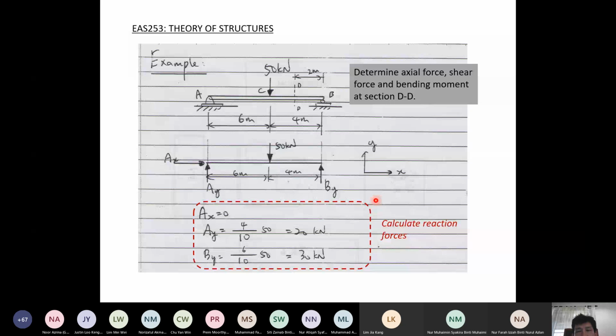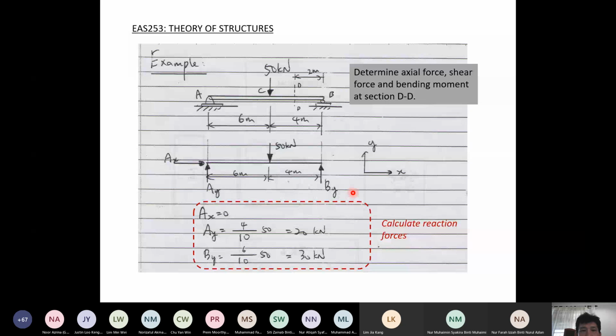But normally in a beam, axial force is 0 unless we have a load acting in the direction of the axis of the beam. So normally when we want to determine internal forces, the first step is to calculate the reactions. Here we can get the reaction force easily by taking moment at point B, then you get A. After that, by using the equilibrium equation of forces in the y direction, you will get the other reaction forces.